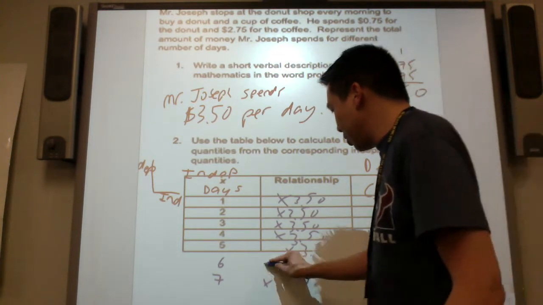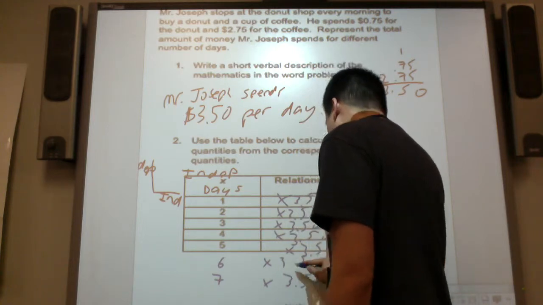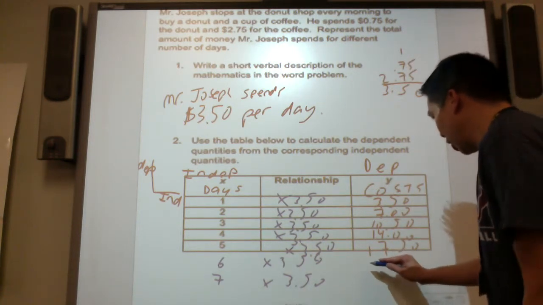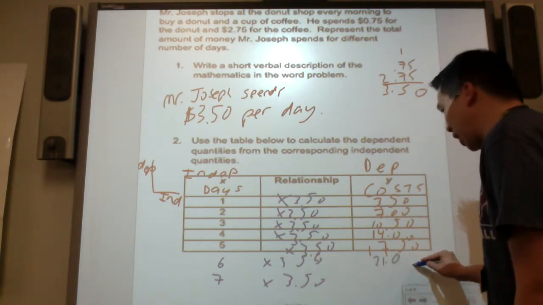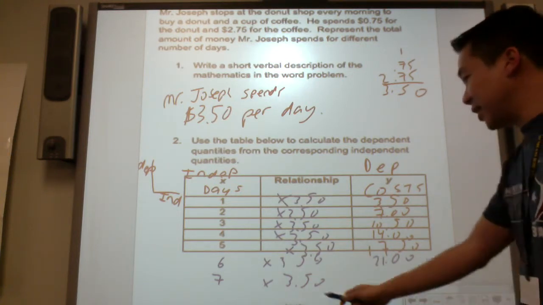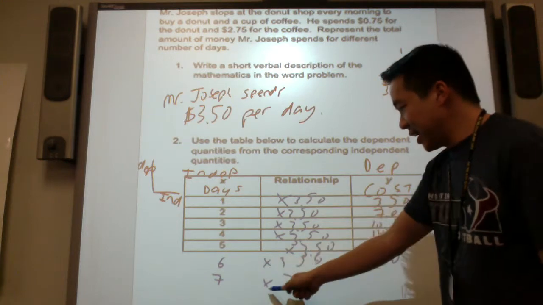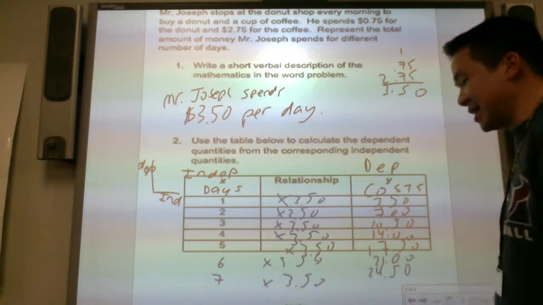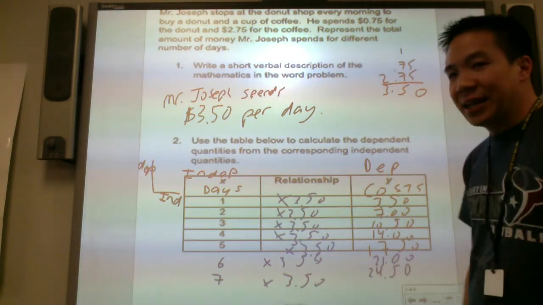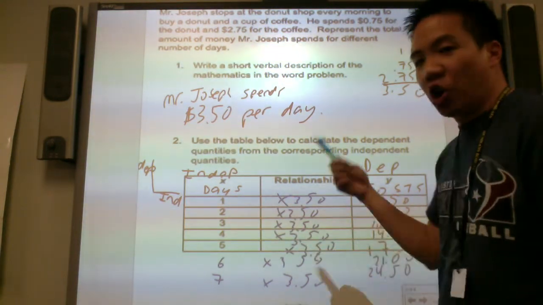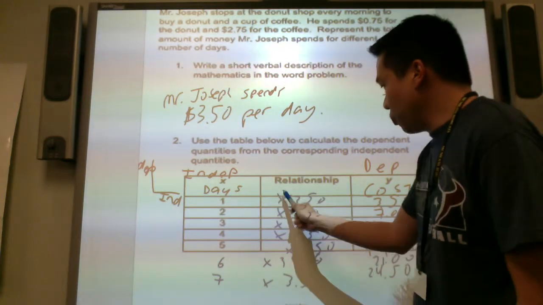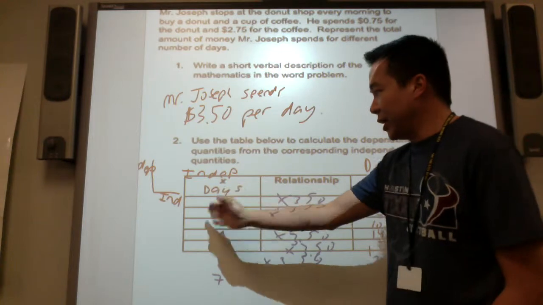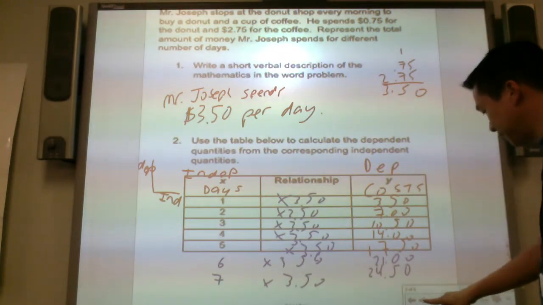But you know what? I'm gonna continue with this table because I just want to continue with the table. So he spends another $3.50. So he spent $21 in 6 days. He spends another $3.50, 7 days times $3.50. He will spend $24.50 in 7 days. So again, he spends $3.50 per day, so you multiply by $3.50. That's a relationship between the number of days and the cost.